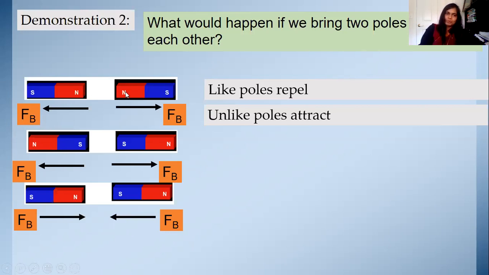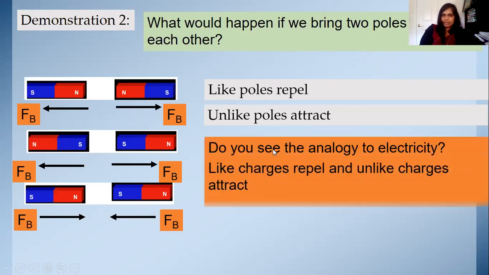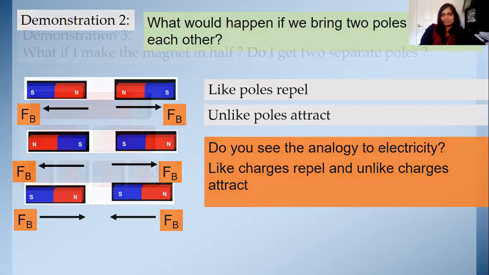So when North Pole is brought toward North Pole, they're repelling each other, so there's a force pushing against each other. This is the direction of the force. Now, when you bring a North Pole and a South Pole, they are unlike poles, so there should be some attractive force going on. Here they're attracting toward each other, right? So unlike poles attract. That's an analogy to electricity. I think you now understand it, right?